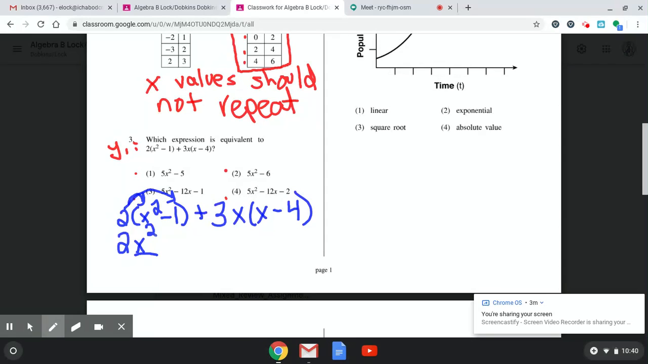So here, when we distribute 2 into x squared, we get 2x squared. And then we're going to distribute 2 times -1 is -2. Can you guys hear me okay? I'm hearing a little bit of back talk, right? Here, if we distribute 3x to x, we're going to have 3x squared. And 3x to -4 is going to be -12x.